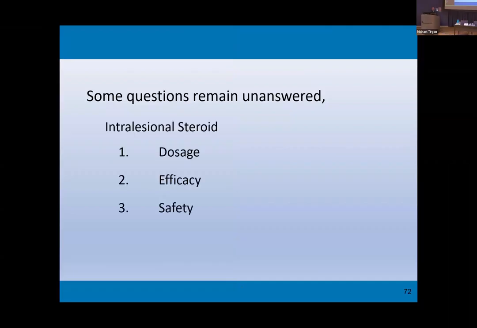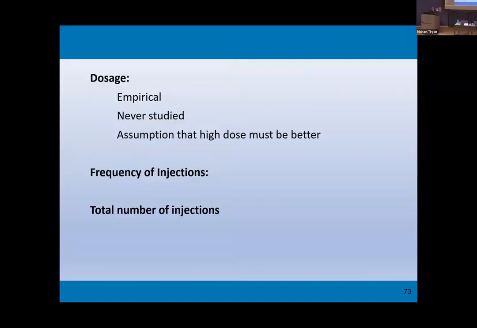The questions that remain are, what's the proper dose of steroids? We have some presentations that will come and talk about how we may be using a much higher dose of steroid than we should. How effective is it? How safe is it? All of these need to be addressed.